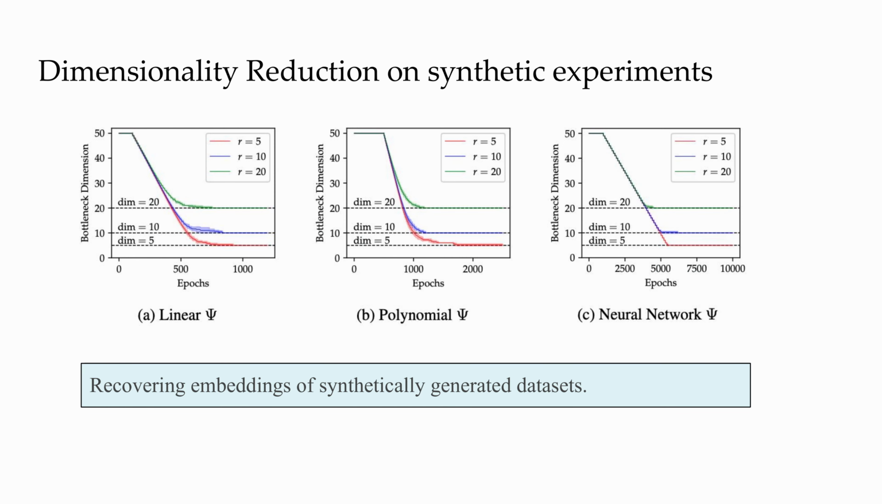To evaluate the effectiveness of DAM on dimensionality reduction problems, we synthetically generated three problems. In Figure A, we check if DAM is able to recover the bottleneck dimension of synthetic datasets generated using linear kernels of rank R, where R varies from 5 to 20. We can see that DAM can indeed recover the correct bottleneck dimension for each value of R. We also provide theoretical results to prove this behavior in our main paper. In Figures B and C, we can see similar trends for a polynomial kernel and a nonlinear neural network-based kernel.